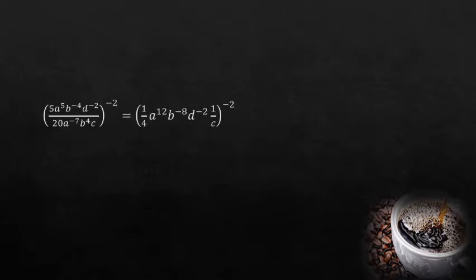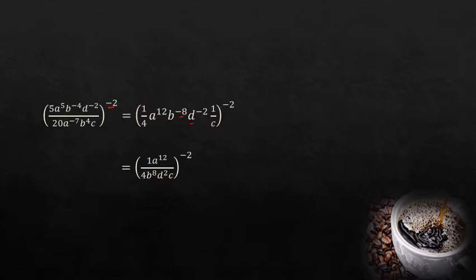Now let's say we have this quotient raised to this exponent. So 5a to the power 5, b to the power negative 4, d to the power negative 2, all over 20, a to the power negative 7, b to the power 4, c. So 5 divided by 20, that is equal to 1/4. A to the power 5 minus negative 7, so that's 5 plus 7, so that is 12. B would have negative 4 minus 4, so that is negative 8. For D, we have no partner, so it still remains as negative 2, and C also does not have a partner, so we retain that as 1 over C, and then the whole thing is raised to the power negative 2.